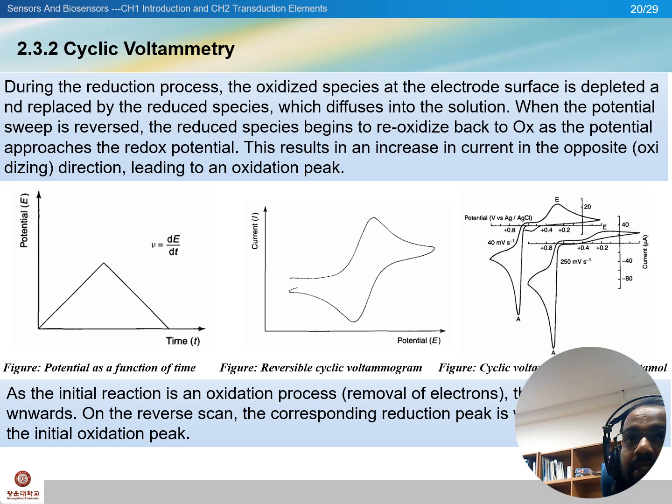Cyclic voltammetry. During the reduction process, the oxidized species at the electrode surface is depleted and replaced by reduced species which diffuse into the solution. When the potential sweep is reversed, the reduced species begin to reoxidize as the potential approaches the redox potential. This results in an increase in current in the opposite, that is oxidizing, direction, leading to an oxidation peak.